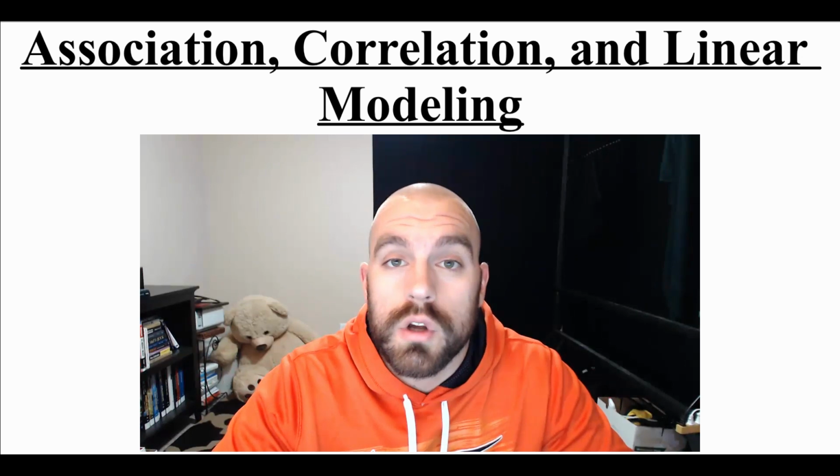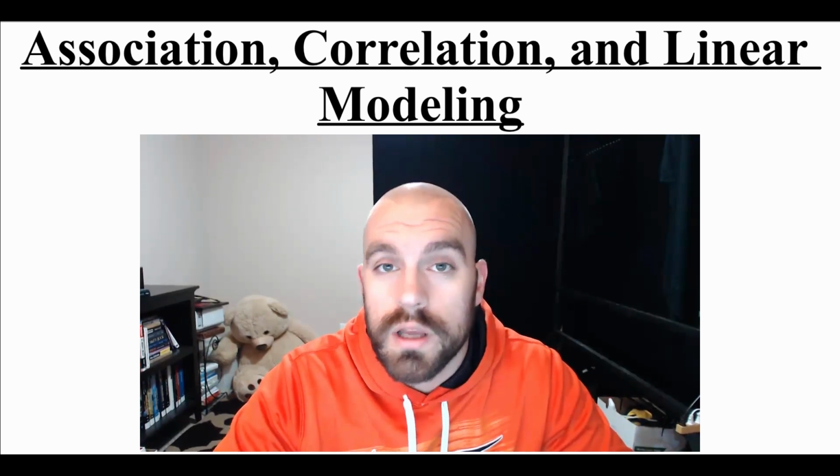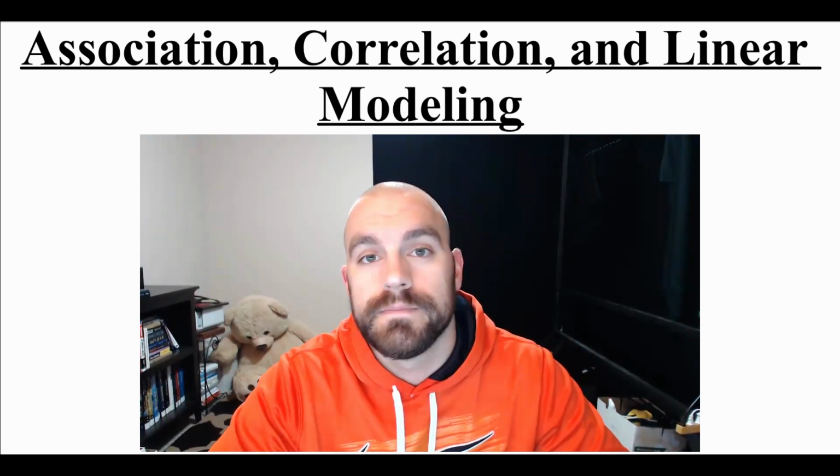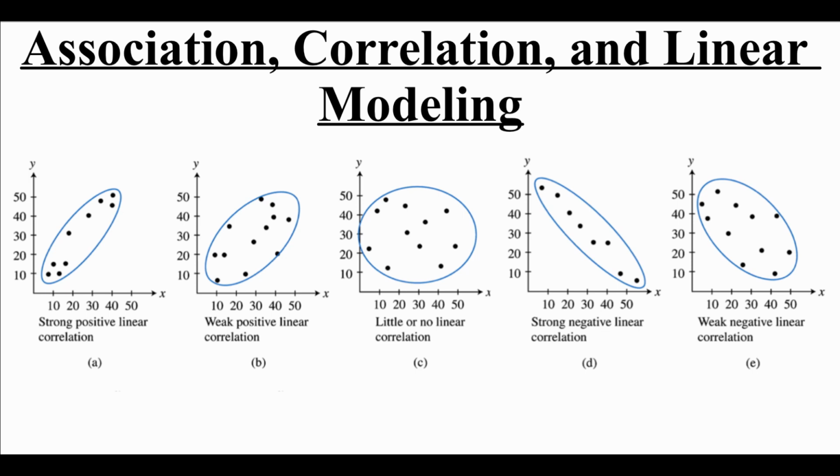In this video we're going to look at association, correlation, and linear modeling. When we're looking at a scatter plot of data, if those data points appear to cluster around a straight line, then we would say that there's a linear association between our variables.